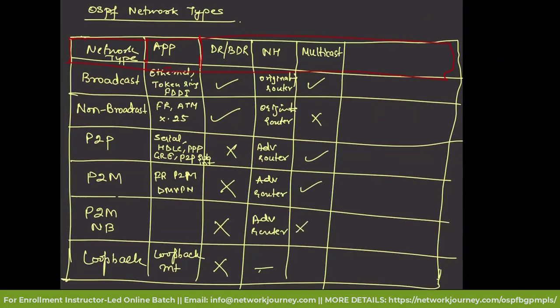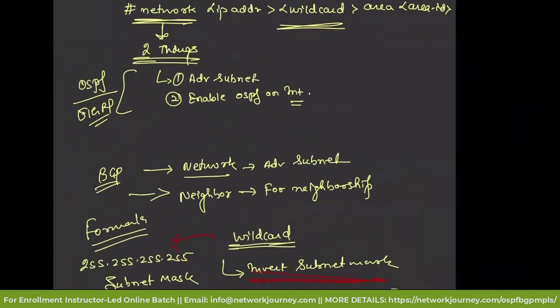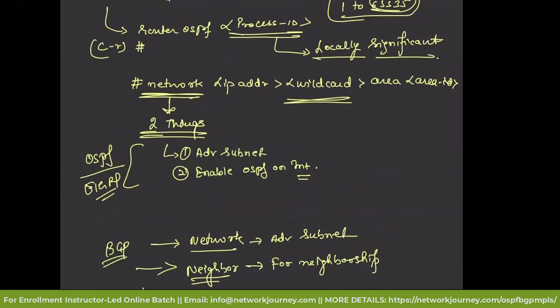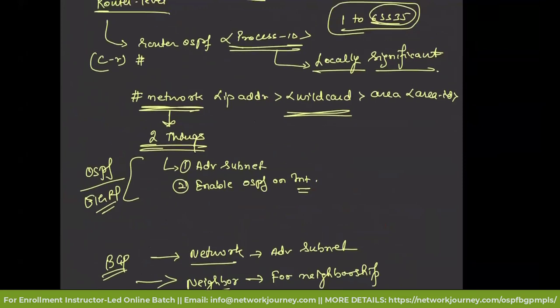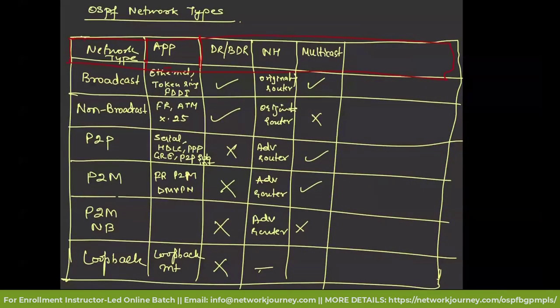So what do you understand by the mediums where you don't have the multicast capability? How are you going to form the neighborship? Does anyone know? So on those mediums, you need to form a neighborship via neighbor command, like what we do in BGP. Here we are forming the neighborship with network command on broadcast mediums or point-to-point mediums. But non-broadcast, we need to form the neighborship with neighbor command. Okay, so that is going to happen.